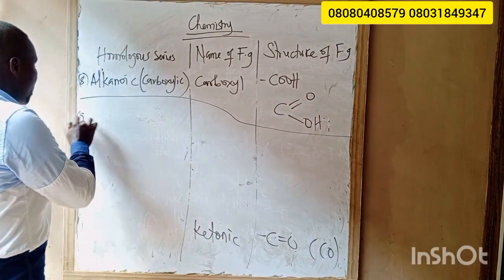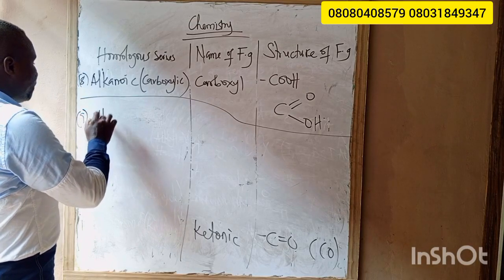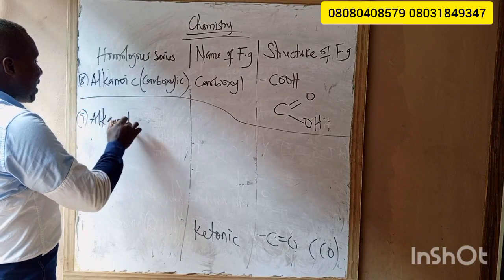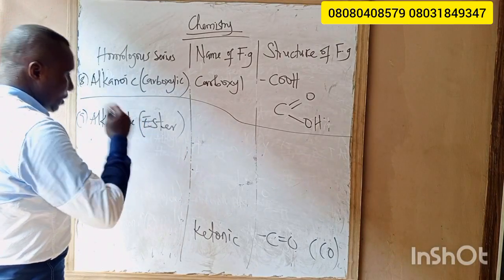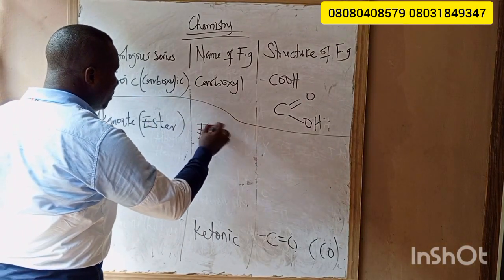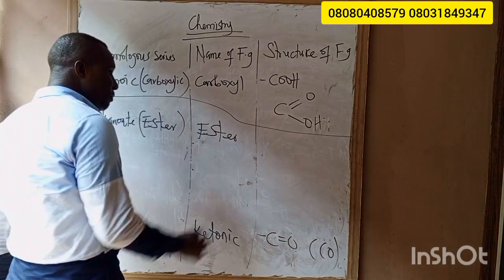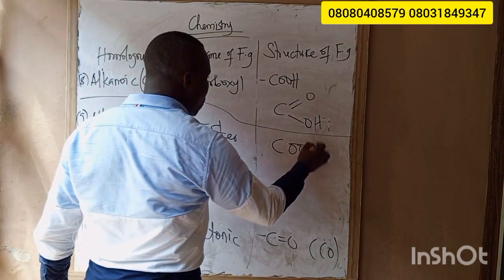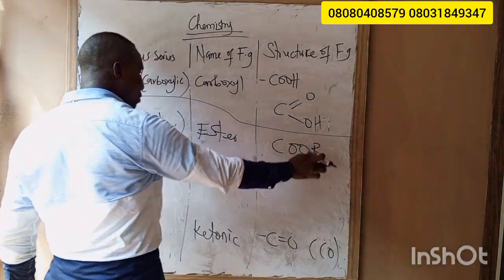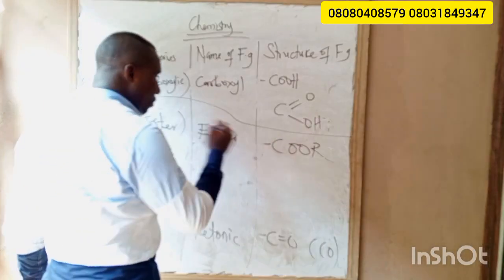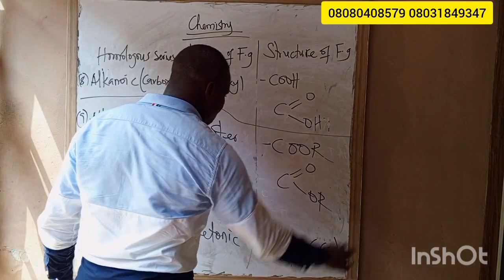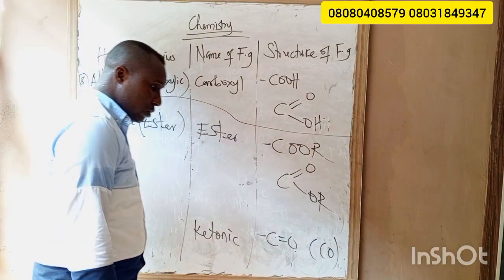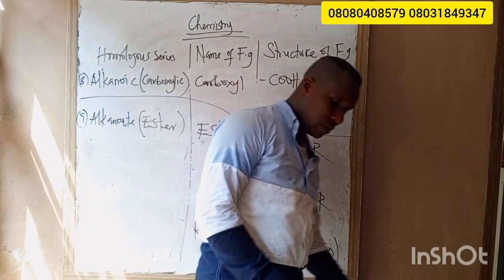The next one, number 9, we have alkanoate, which is what? Ester. The functional group name is also ester. That means COOR, where R is an alkyl group. COOR can be drawn like this. Take note of that.